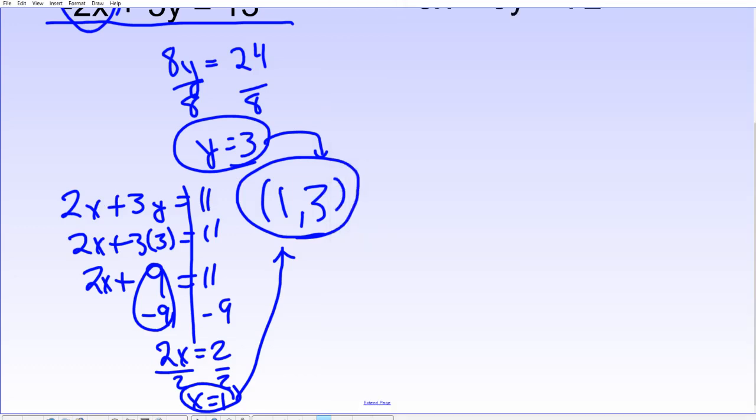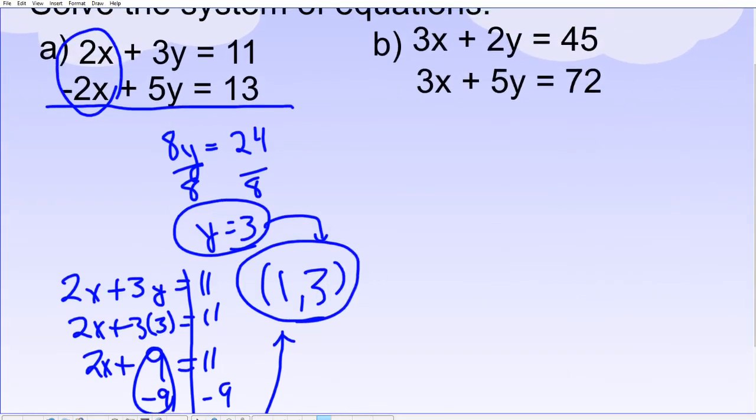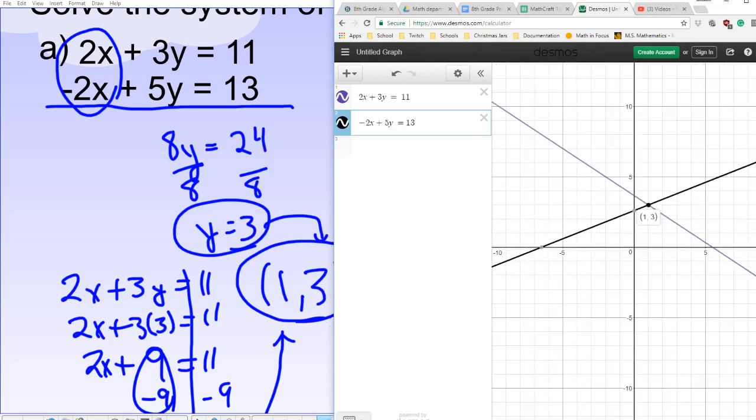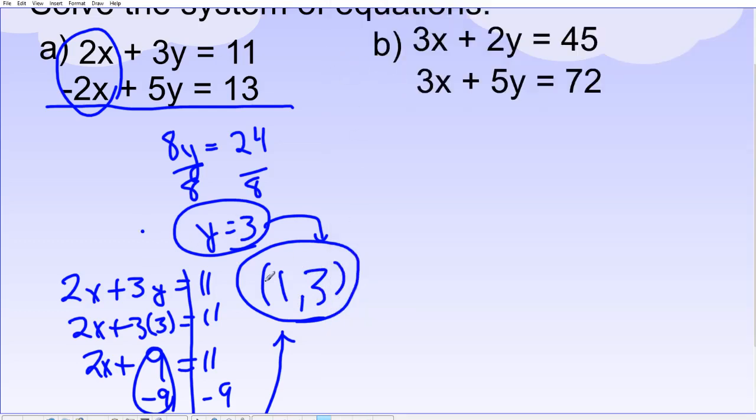And the other one, if I can scroll up, is, let's see, negative 2x plus 5y equals 13. And where do you think these lines are going to intersect? Well, they intersect at the point 1, 3, which is what we said is the solution to this system of equations. So proof that this is the solution.